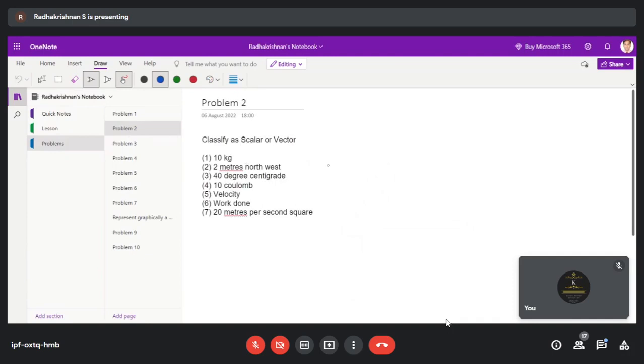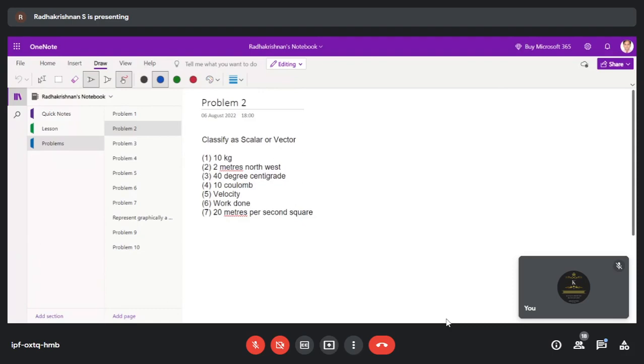Basic things. Now classify as scalar or vector. I think this is fairly easy. So 10 kg, is it a vector? Scalar, sir. That's a scalar. If you say 2 meters northwest, vector, sir. Yeah, that's a vector. 40 degrees centigrade. Scalar, sir. It's a scalar. 10 coulomb. Scalar, sir.